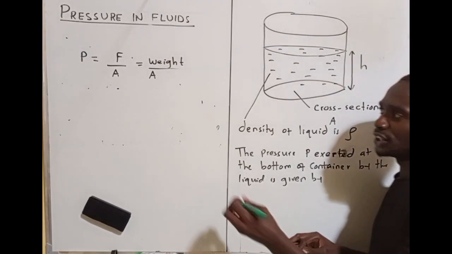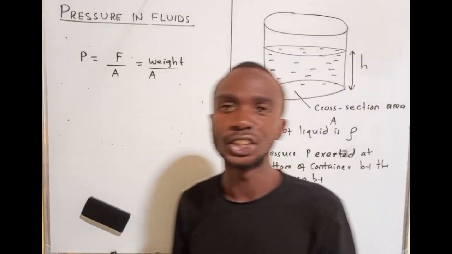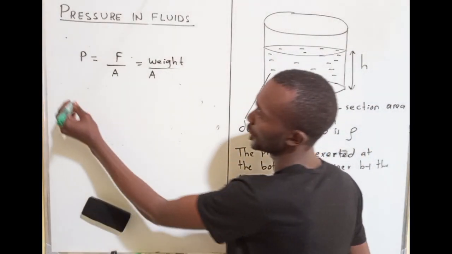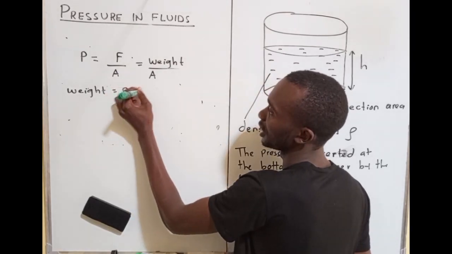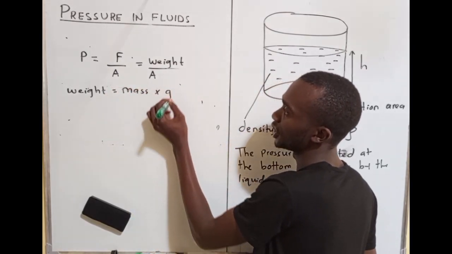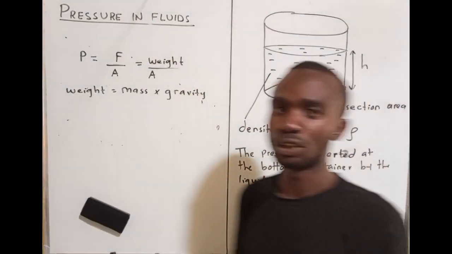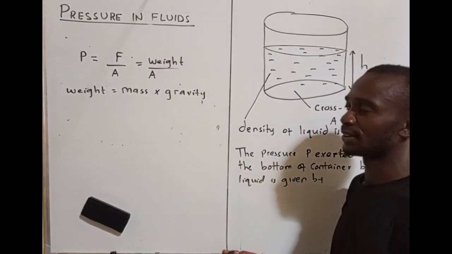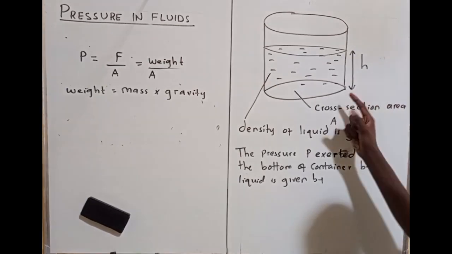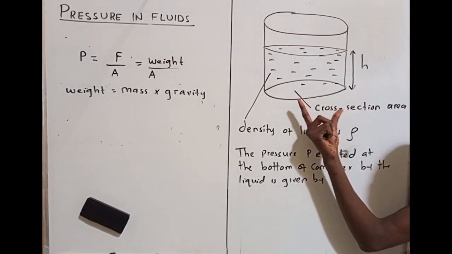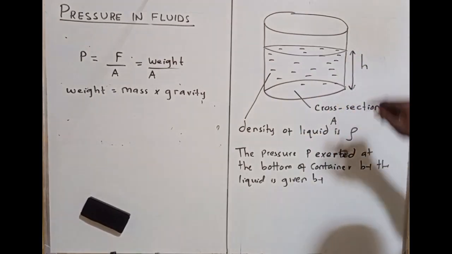Now, the weight of a substance is always equal to the mass of that substance multiplied by the gravitational field strength, that is, the mass multiplied by g, the gravitational field strength in that given space. Now, we can get the volume of this liquid. The volume of the liquid inside this container is equal to the cross-sectional area of the container multiplied by the depth of the liquid in the container.